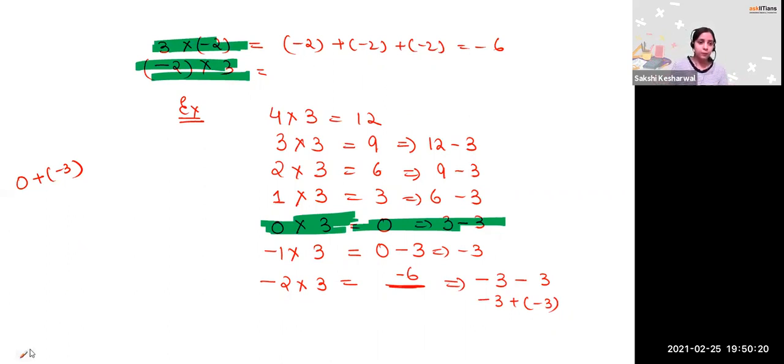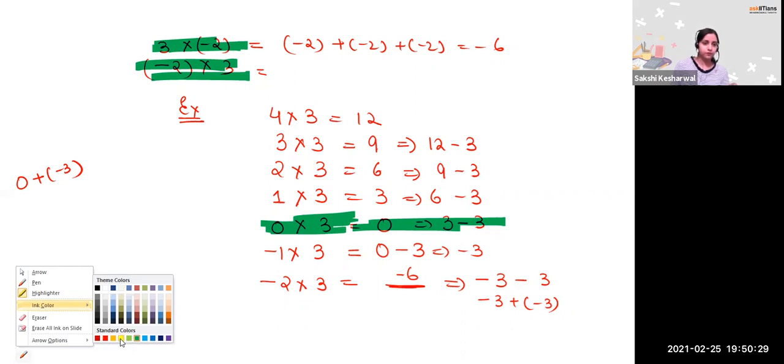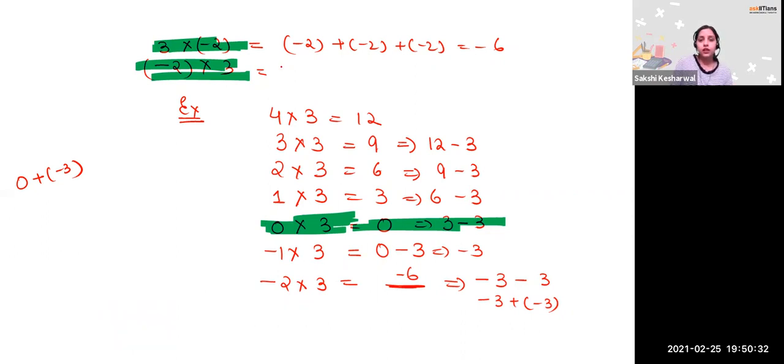No matter what, right? So right now, can I write this as, I changed the highlighter color, again negative 6, because we got the answer, which is negative 6. So we saw two things we learned. We learned about the commutative property of integers, right? And we learned about the multiplication with 0. Any number, when you multiply with 0, either negative or positive, you get the answer as 0, right?